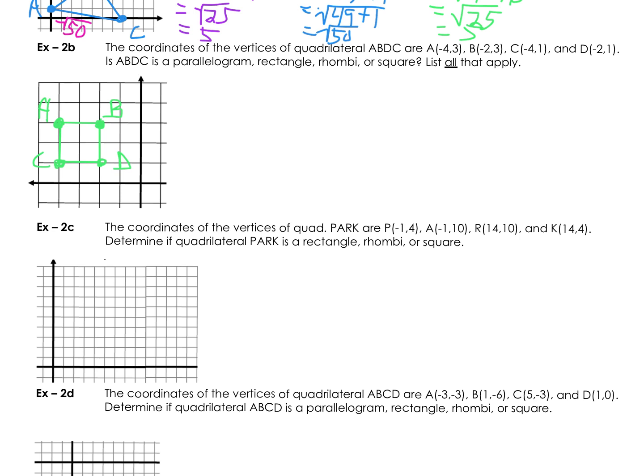And that is something that is specific to a rhombus and not a rectangle. And the reason why I say that is typically I don't choose distance unless I have to, but I have perfectly horizontal and vertical lines throughout this figure, and I just have to count.